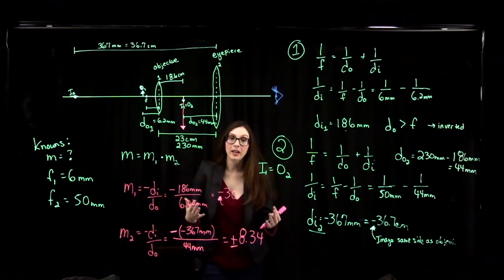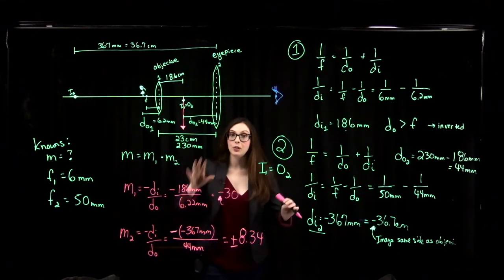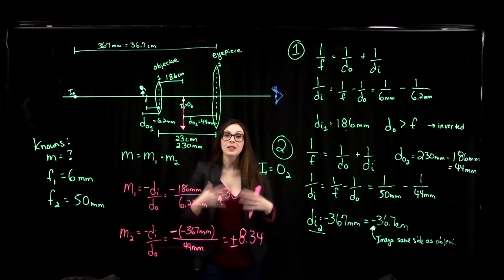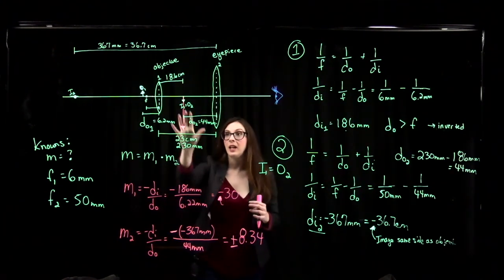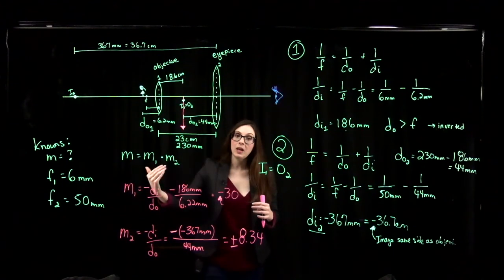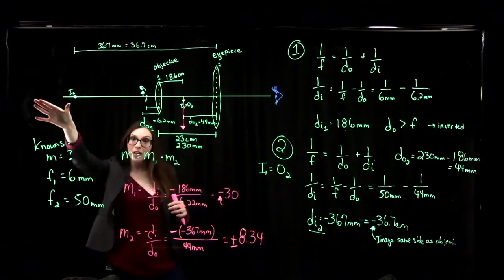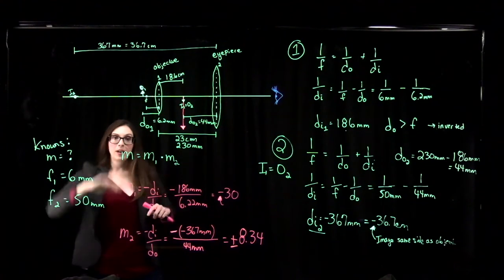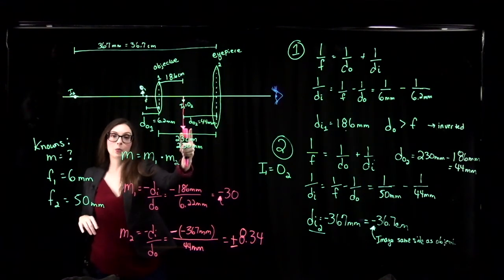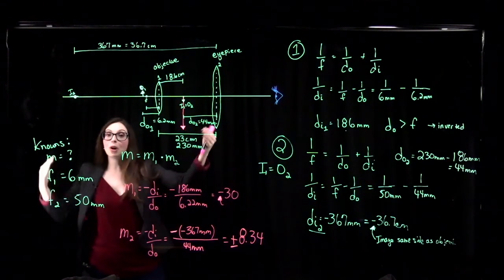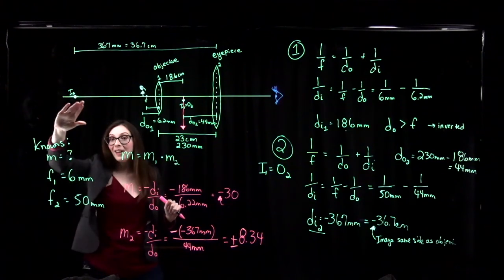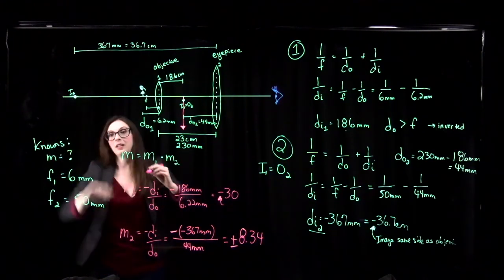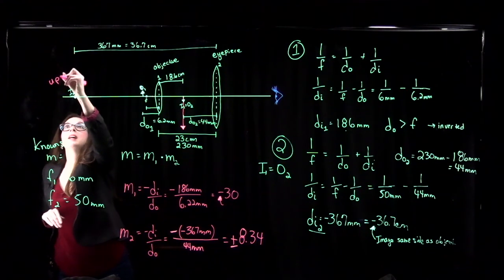This positive sign means that the image produced from my eyepiece, my second lens, is going to be the same orientation as the object for my second lens. It was already upside down, so that means that my final image is also going to be upside down.